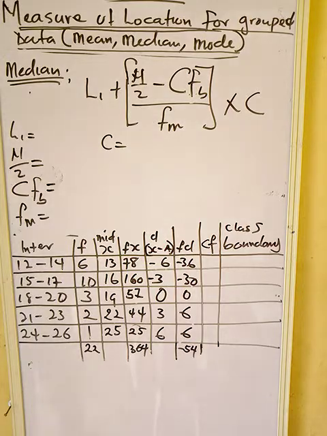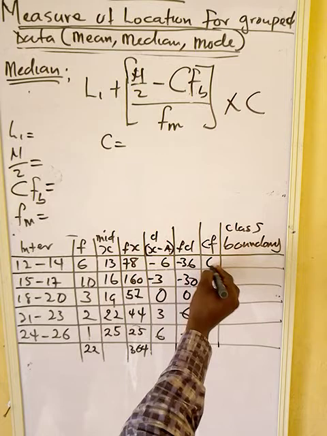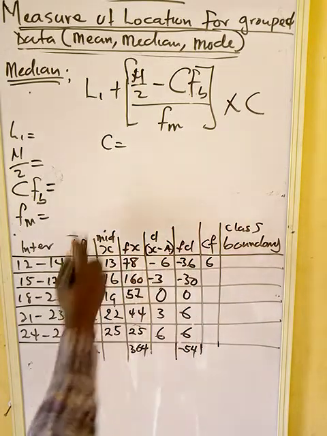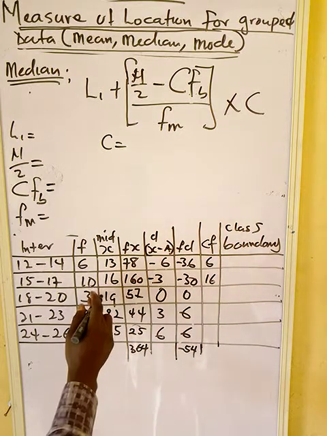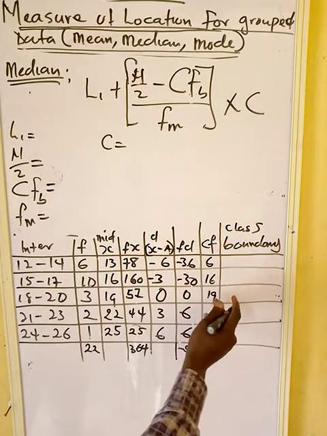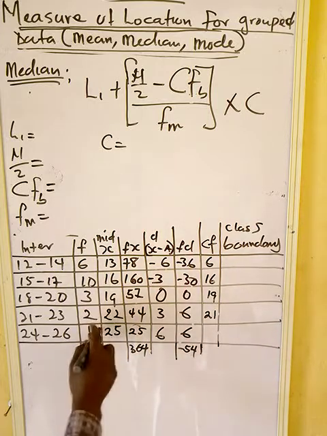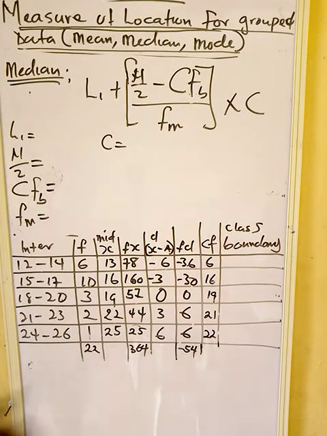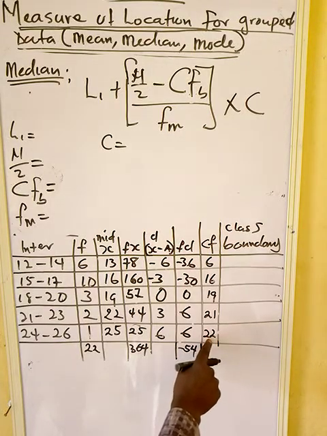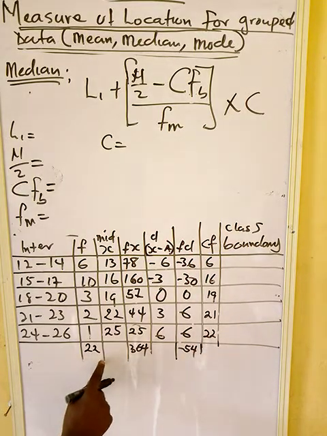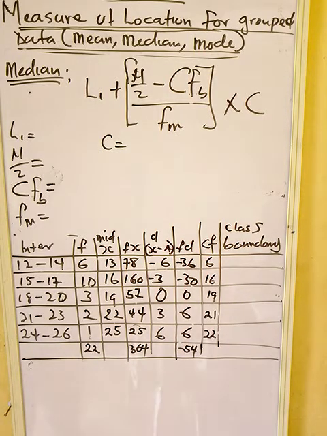So for cumulative frequency now, it will be 0 plus 6, 6 plus 10, 16 plus 3, 19 plus 2, 21 plus 1, 22. Mind you, the last number of your cumulative frequency must tally with your total frequency.